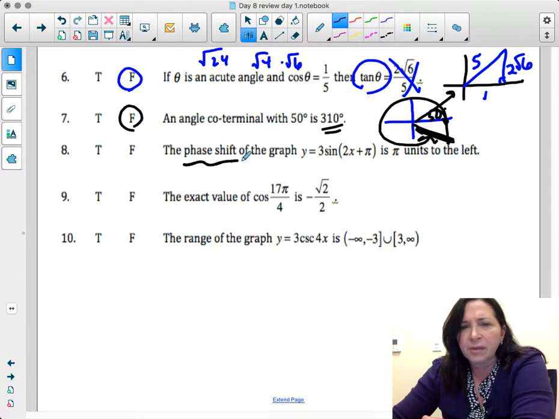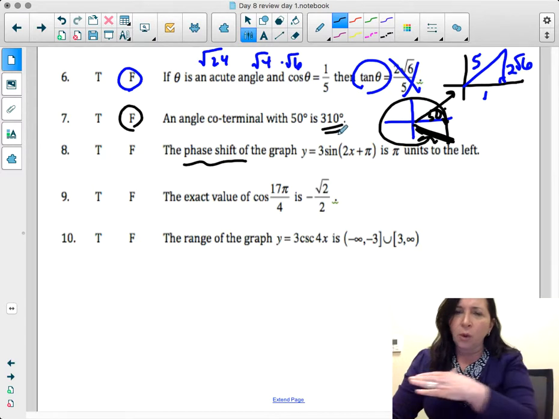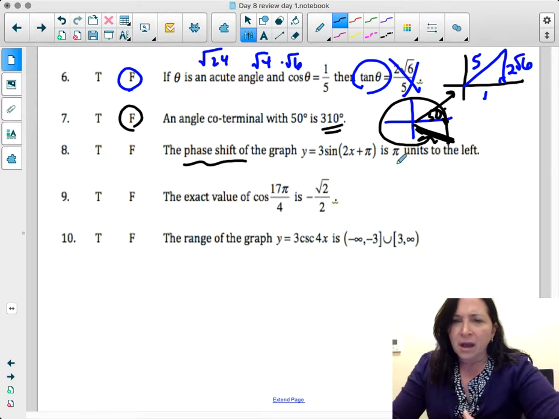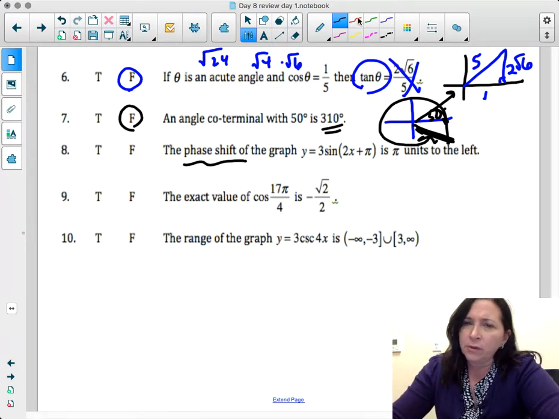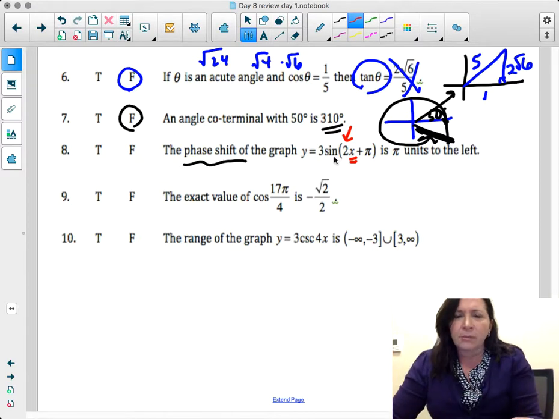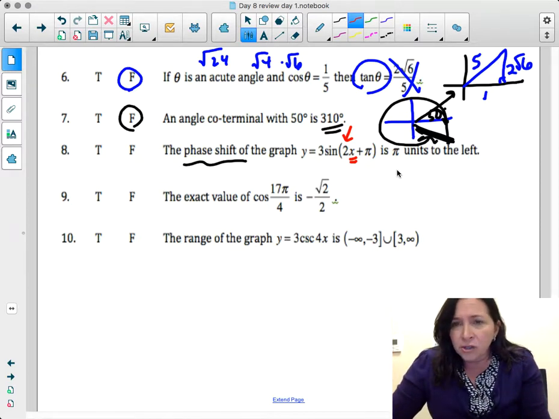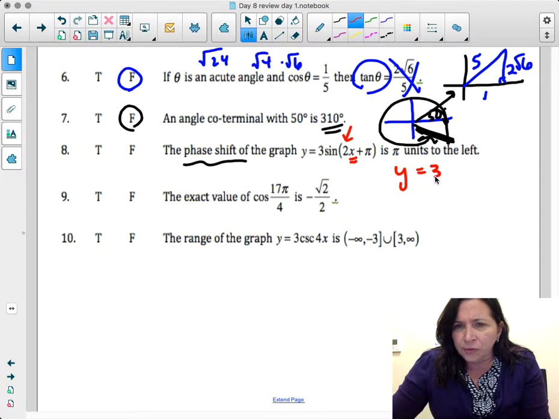Now, this is asking me for a phase shift. That's going to be a horizontal shift, okay? It says it's pi units to the left. Well, remember that when you're looking for a phase shift, you see this number right here? That cannot be in front of your x. Your x cannot have any numbers in front of it at all. So we're going to say y equals 3 sine. We're going to factor that 2 out.